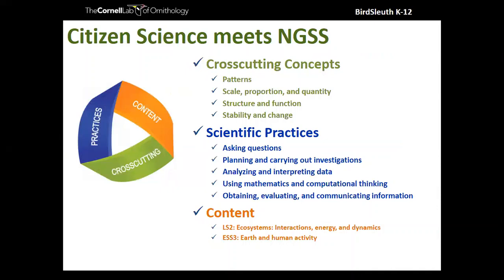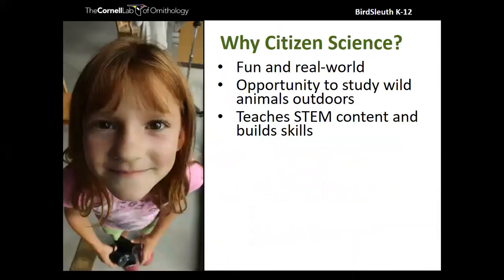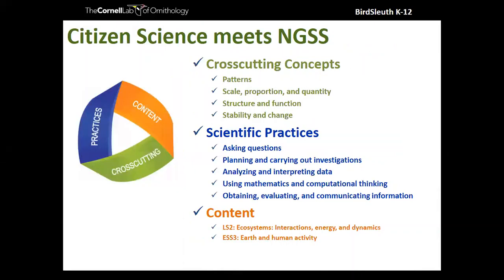The cross-cutting concepts, which are concepts that apply to all content areas, whether life sciences, earth sciences, physical sciences, etc. The content or disciplinary core ideas in the orange. Most citizen science projects address life sciences. And then the final component is the scientific practices. And that's really the heart of where citizen science supports Next Generation Science Standards.